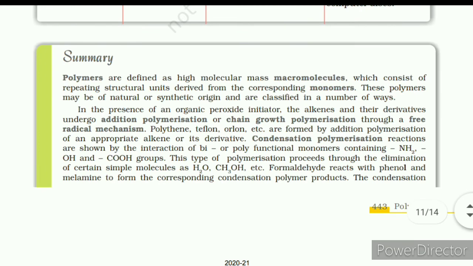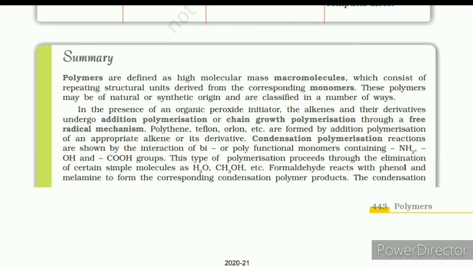Summary. Polymers are defined as high molecular mass macromolecules which consist of repeating structural units derived from corresponding monomers. These polymers may be of natural or synthetic origin and are classified in a number of ways. In the presence of an organic peroxide initiator, the alkenes and their derivatives undergo addition polymerization or chain growth polymerization through a free radical mechanism.